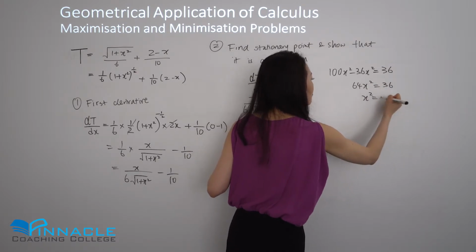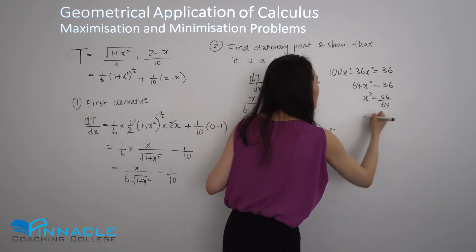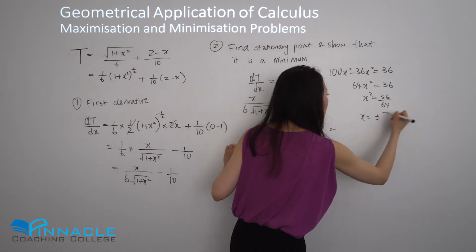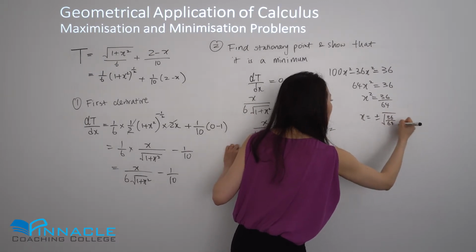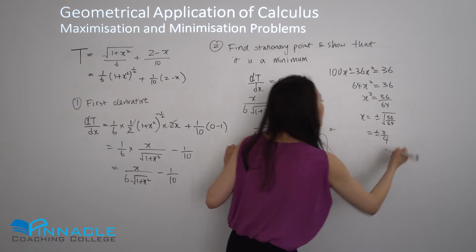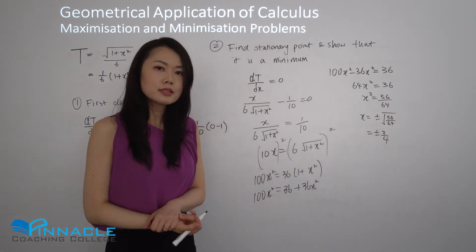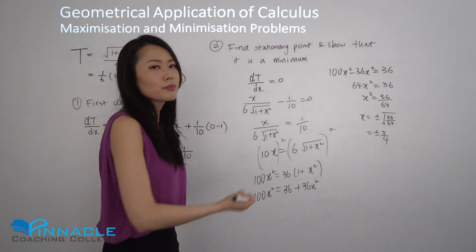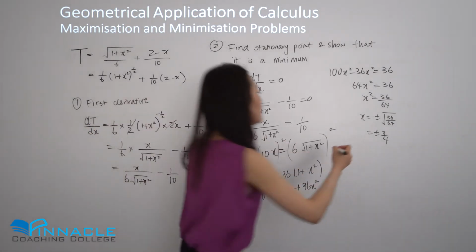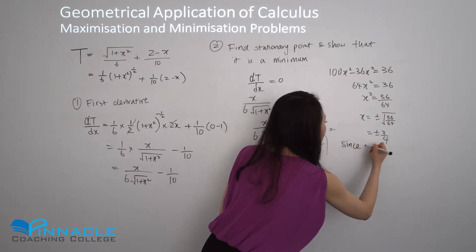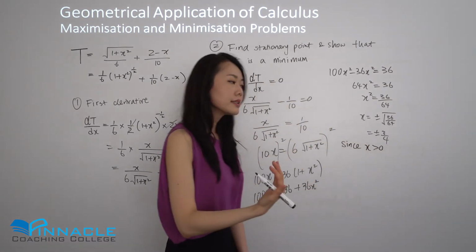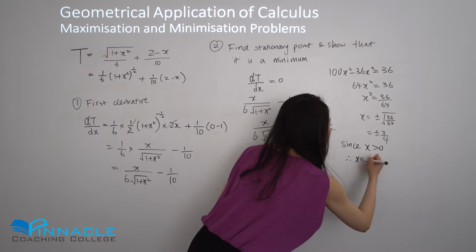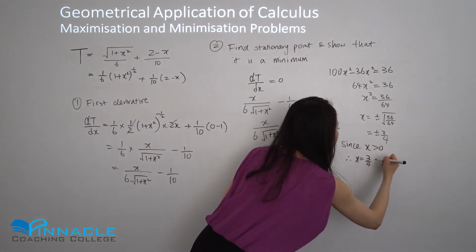Divide the 64 across. Square root that. So it's going to be plus or minus 3/4. I mean, the question tells you it's going to be 3/4. Good idea to explain why it's a positive and not a negative, because it's a distance. So it has to be positive. So therefore, x is equal to 3/4 only.